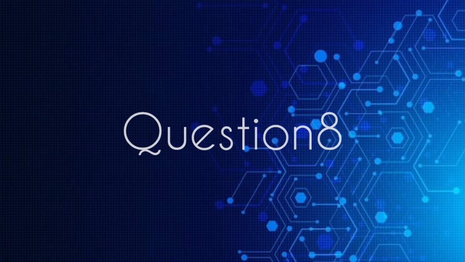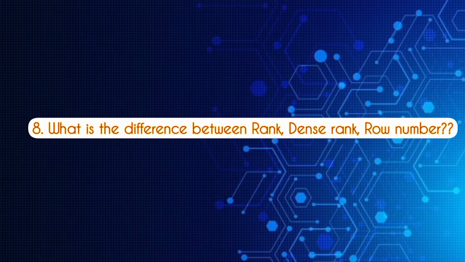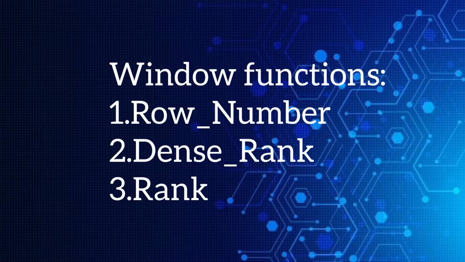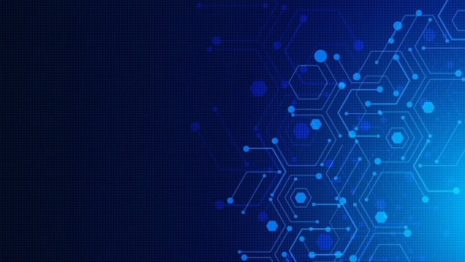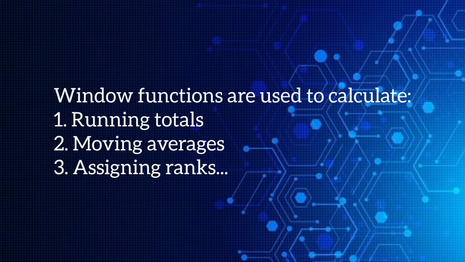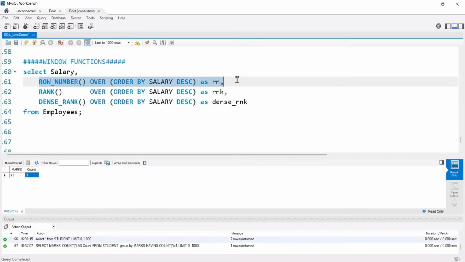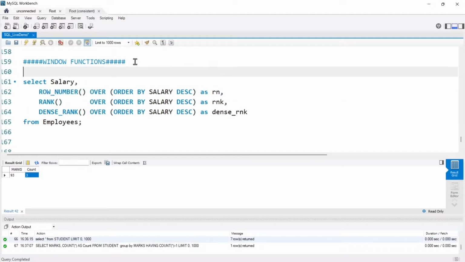Now let's move on to another question. What is the difference between dense rank, rank and row number? Dense rank, row number and rank belong to the window functions. These window functions are mainly used to find running totals or moving averages. The syntax is similar. First let me show you the syntax.